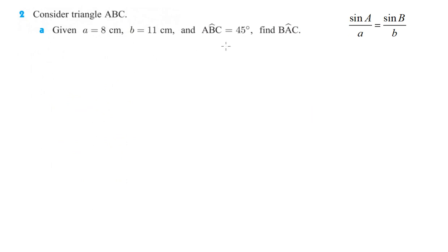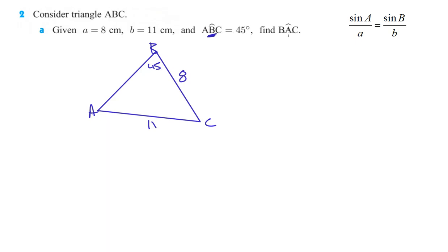Consider a triangle ABC and all this other jibber jabber. Let's draw a triangle since they didn't give us one. A, B, C. It doesn't matter which one's where. It says little a is 8, little b is 11, and angle B is 45. Find angle A. So this is nice because they give us the angle and the side across from it, and then we have the side across from the angle that we're looking for.